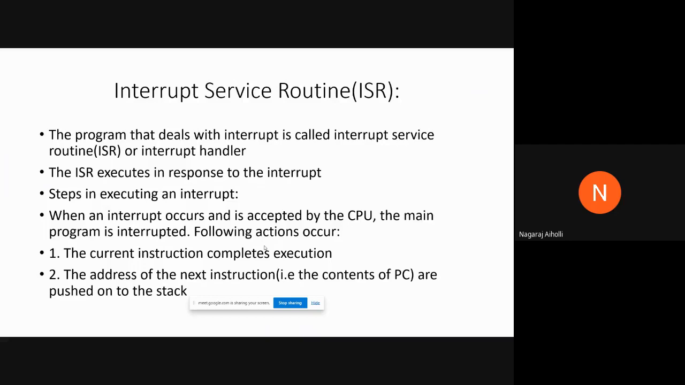In examination, the possible question may be, explain the various steps in executing the interrupt, or which are the steps for the interrupt service routine to be executed. Then you will have to write the steps and you have to explain.